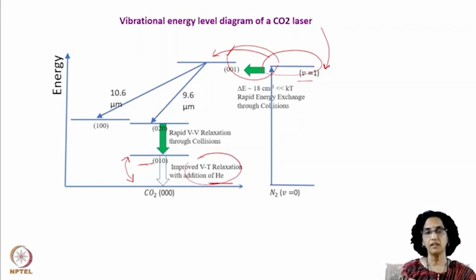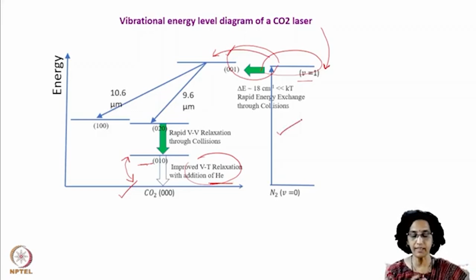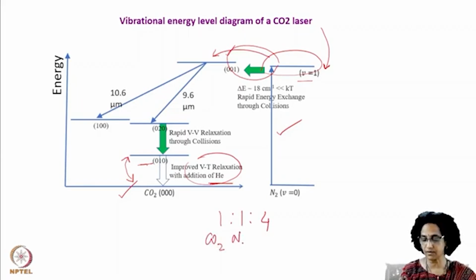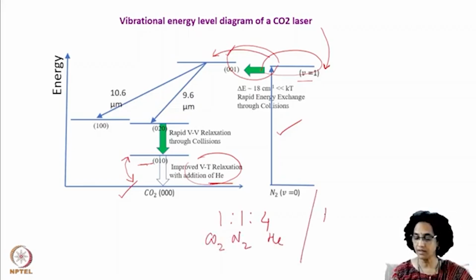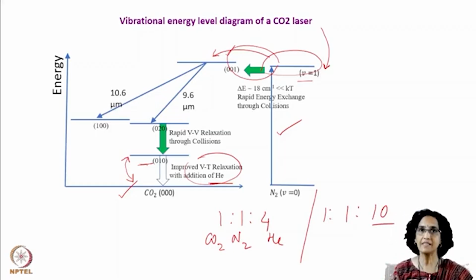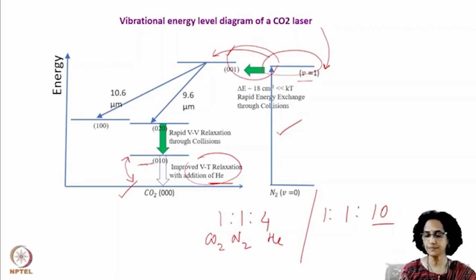And therefore, the efficiency of a CO2 laser is greatly increased by the addition of nitrogen and helium. The common gas mixture that one normally operates with for low pressure is 1:1:4, where 1 is CO2, this is nitrogen, and this is helium. Whereas for high pressure operation, helium can be as high as 10. And why helium has to be so high, we will see as the time comes.